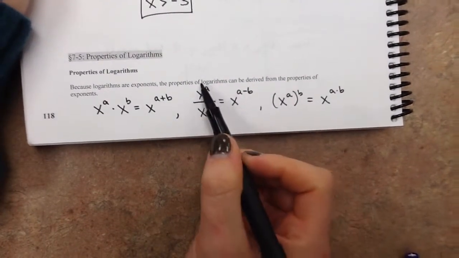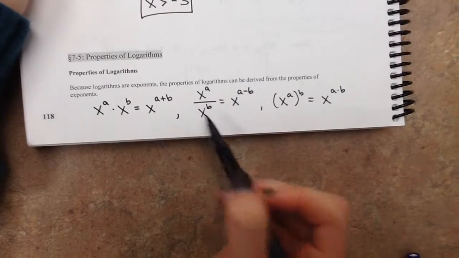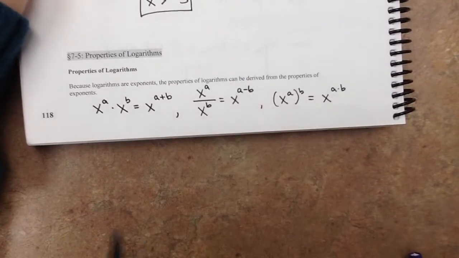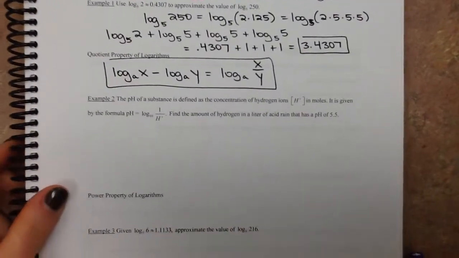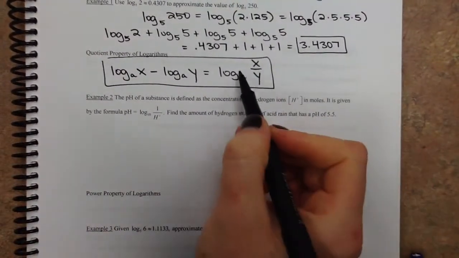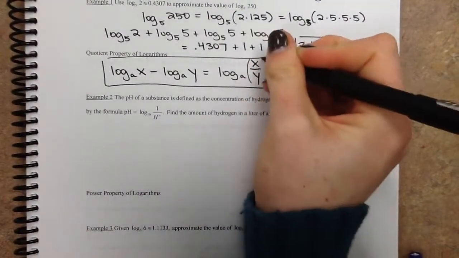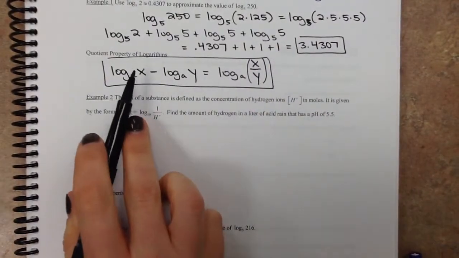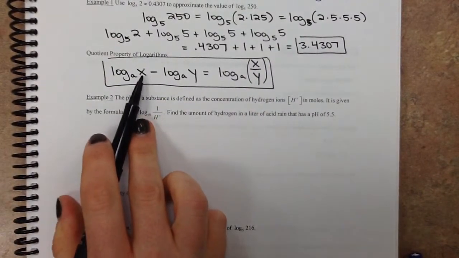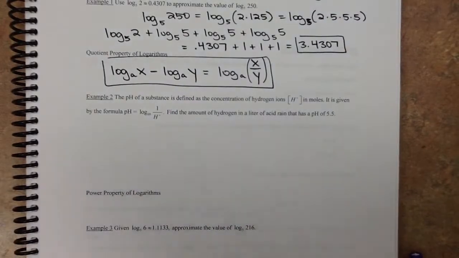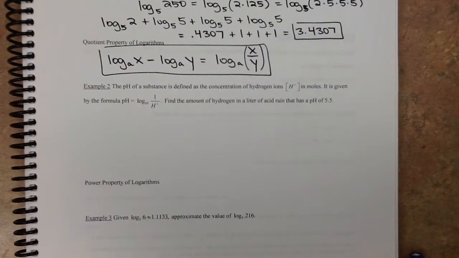This says if I have an expression divided by another expression, what I can do is just subtract their exponents, and what these logs represent are their exponents. So if I have the log of a quotient like this, what I do is subtract the exponent that gives me x minus the exponent that gives me y. So they're really tightly connected to those properties of exponents.